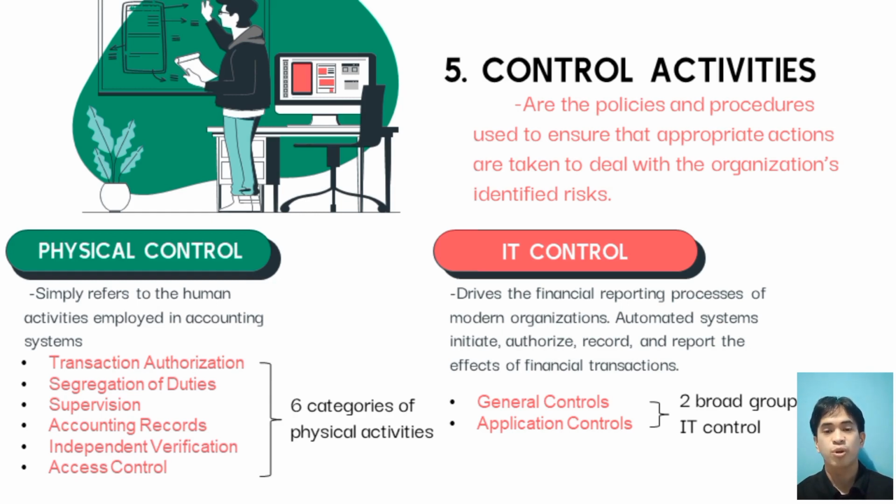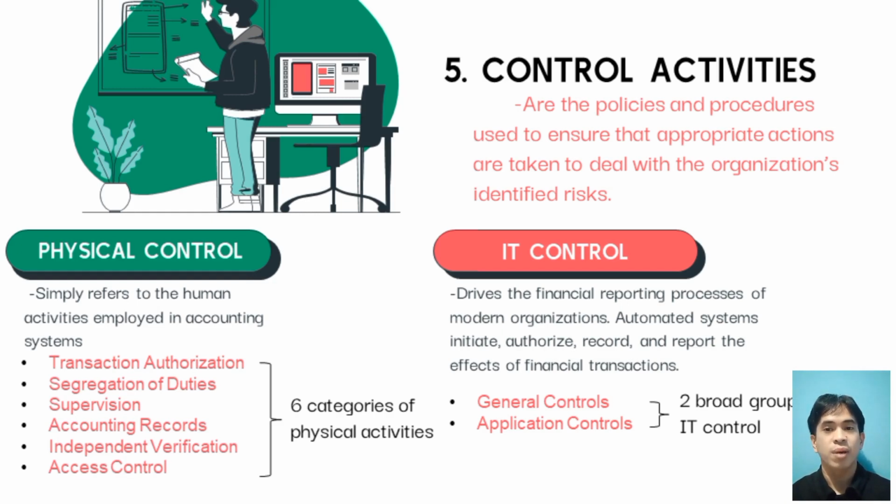These activities may be purely manual, such as the physical custody of assets, or they may involve the physical use of computers to record transactions or update accounts. Physical control is also composed of six categories of activities: the transaction authorization, the segregation of duties, the supervision, the accounting records, the access control, and lastly, the independent verification.